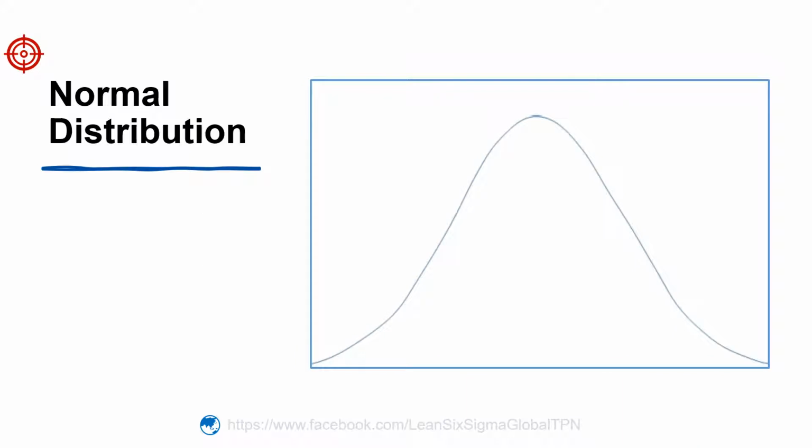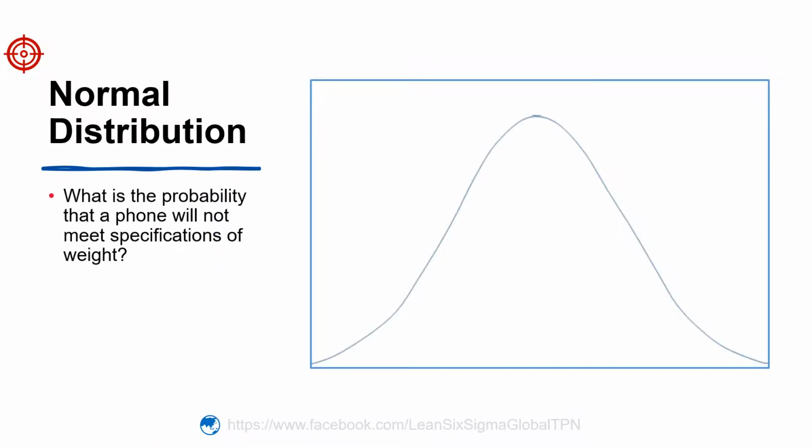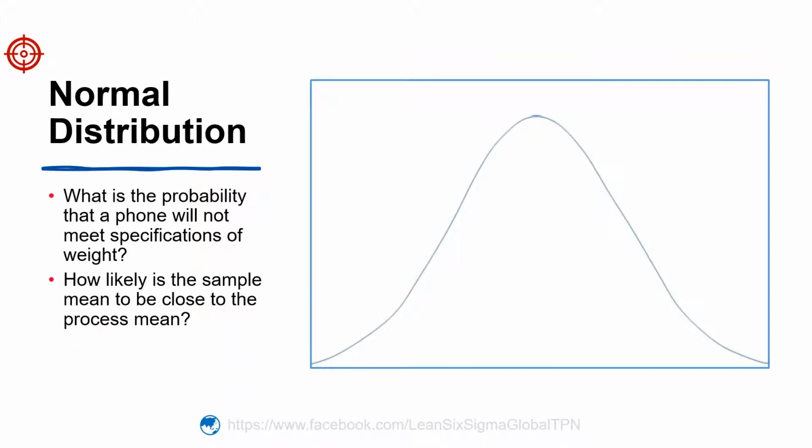Let's take a close look at the normal distribution. We can use this distribution to describe our data and draw statistical inferences about how well our process is working. Once we have a clear understanding of the normal distribution, we'll see how we can use this to answer questions like what is the probability that a phone will not meet specifications of weight, and how likely is the sample mean to be close to the process mean.